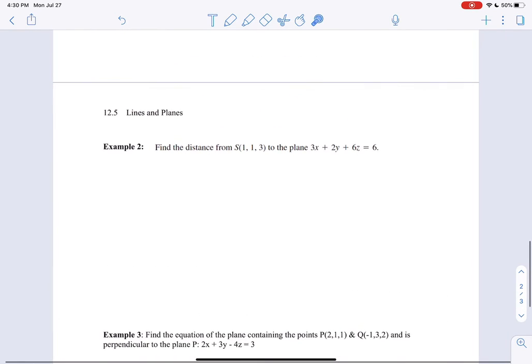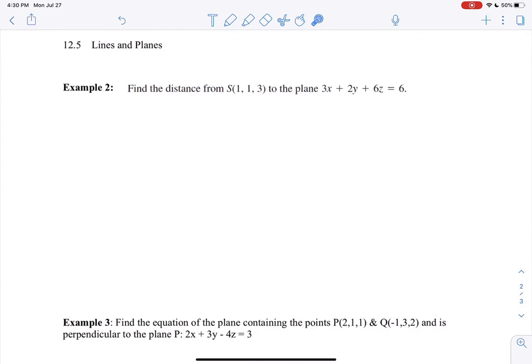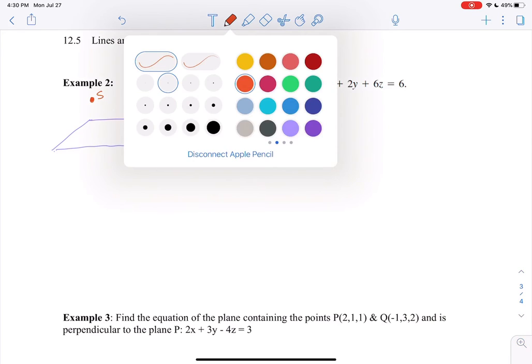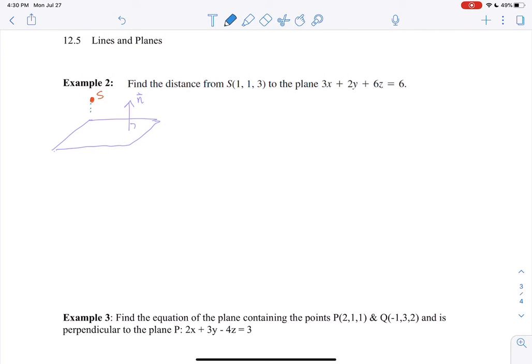So in this case, I'm just trying to find where my notes are. Oh, here it is. So let me just do a sketch real quick of what we have. We have a plane here, and it's going to have some normal vector. And then we have a point S, and we're trying to find this distance. That's the distance we're trying to find.